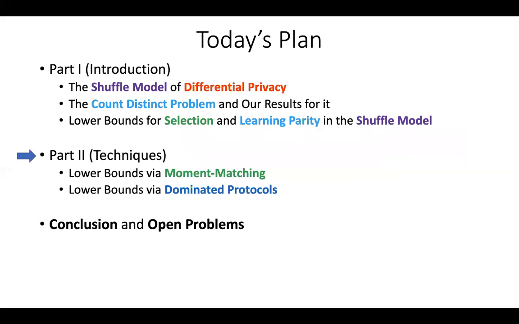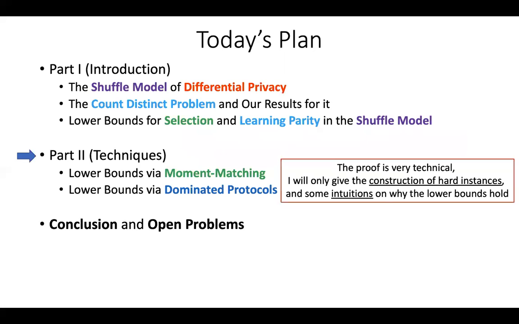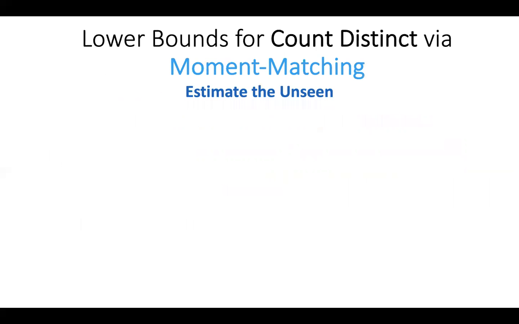Now let us move to the techniques. Since the proofs are pretty technical and long, I will only show the construction of the hard instance, and also try to provide some intuition on why the lower bound should hold for them. Our first lower bound builds on the moment matching technique. This technique was first used to prove a lower bound for the estimate the unseen problem, which can be seen as the count distinct problem in the query complexity model.